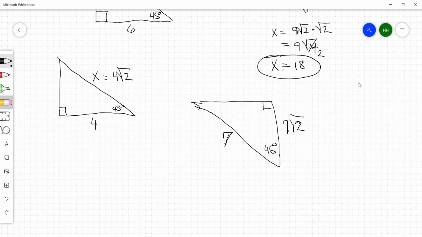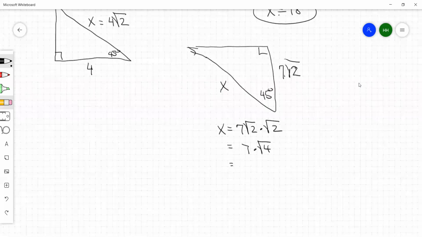I'm sorry, that should have been an X over there. So if we got to solve for X right here, our X is going to be equal to 7 radical 2 times the square root of 2. So that's equal to 7 times the square root of 4. And what's 7 times the square root of 4 equal to? 14. Good. So x is equal to 14. Everybody okay with that?